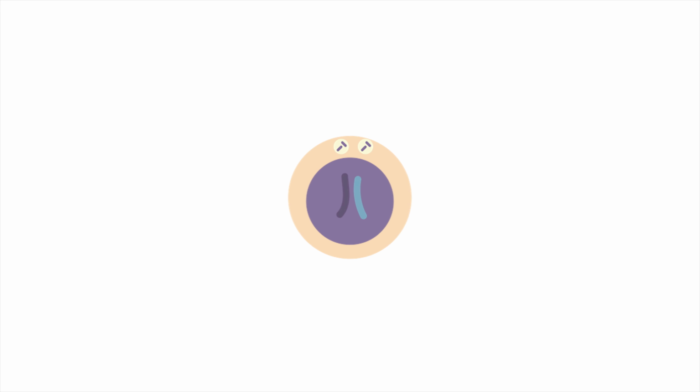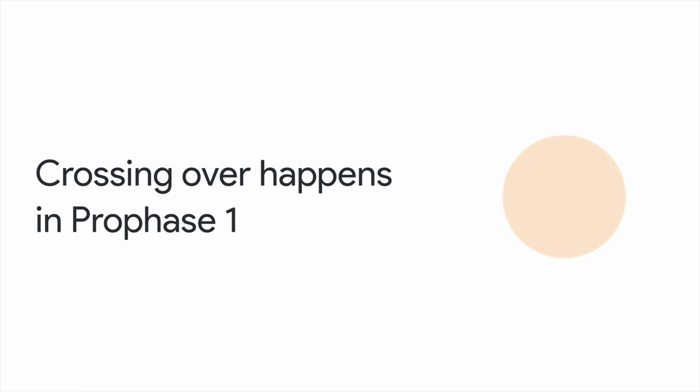In Prophase I, homologous chromosomes align as sister chromatids join at a centromere. Next, they will cross over. Crossing over means that part of the DNA from the maternal chromosome will cross over to the paternal chromosome and vice versa. This recombination is a very important step in maintaining genetic diversity.